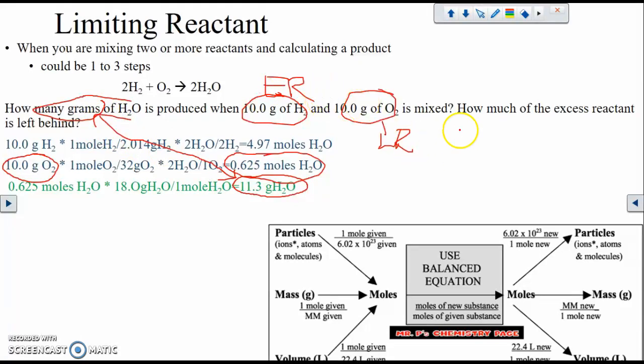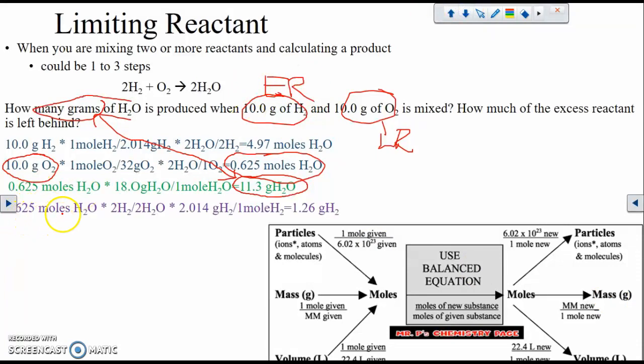The question is, how much hydrogen is left behind? Again, we're going to be using the smaller moles of water. And now instead of going from moles of water to grams of water, we're going to be going from moles of water to grams of hydrogen. So now we're basically flipping this on its head. We're going from moles of water to grams of hydrogen, so to the grams of the excess reactant.